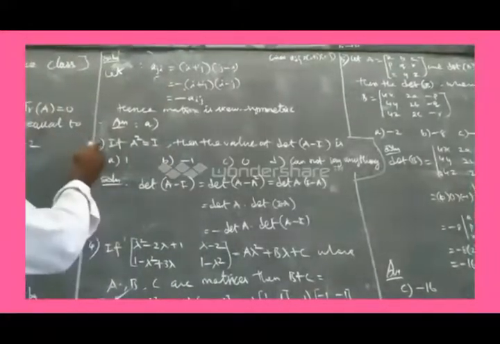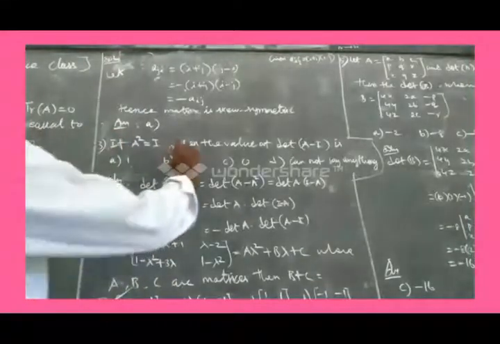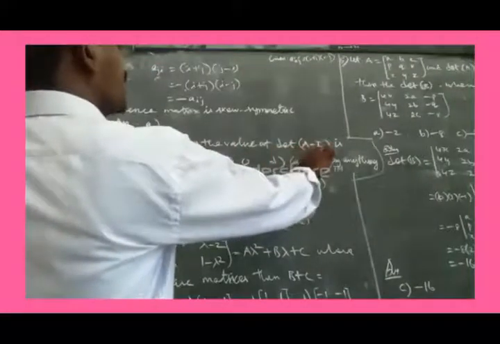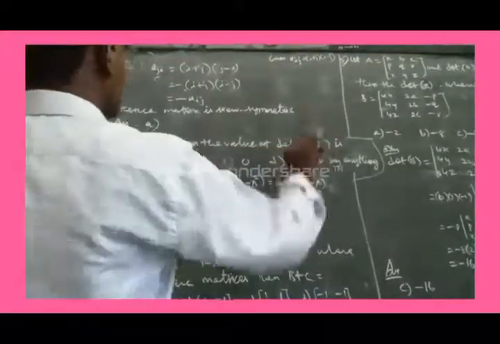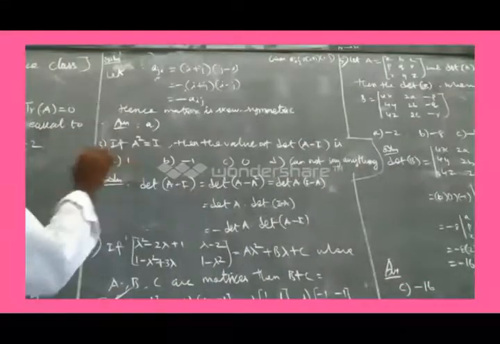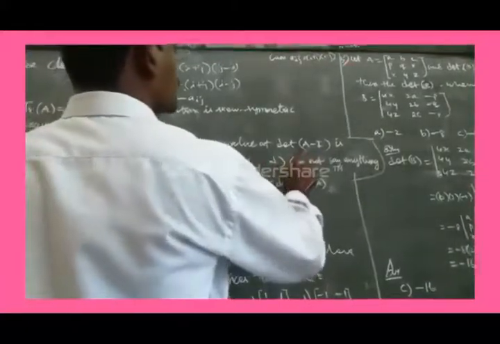So, skew matrix, answer A, skew symmetric matrix. So third sum: if A square equal to I, then the value of determinant of A minus I is? First option A is 1, second option B equal to minus 1, third option C is 0, fourth option D is cannot say anything.